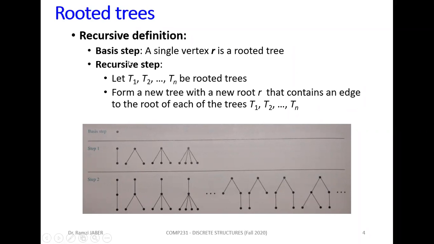So, as you can see, this recursive step begins with the basis step: a single vertex R is a rooted tree. This is only one node. Every node is called a vertex, or node. R is a rooted tree because it is only one node. Recursive step: this is T1, okay, this is T1 and T2. Here we have T1, T2, T3.